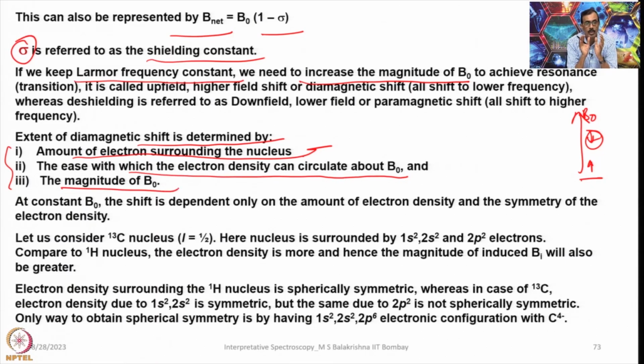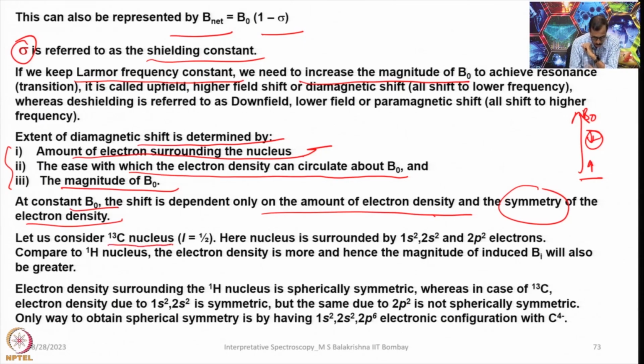That means the amount of electrons surrounding the nucleus and also the ease with which electron density can circulate about B naught. That means how many electrons are there in the valence shell, whether they are spherically symmetrical or unsymmetrical, and also the magnitude of B naught. At constant B naught, the shift is dependent only on the amount of electron density and the symmetry of the electron density. It's not only the magnitude of the electron density, the symmetry of the electron density is also very, very important in generating the opposing field or applied field, in generating diamagnetic shielding or paramagnetic deshielding.